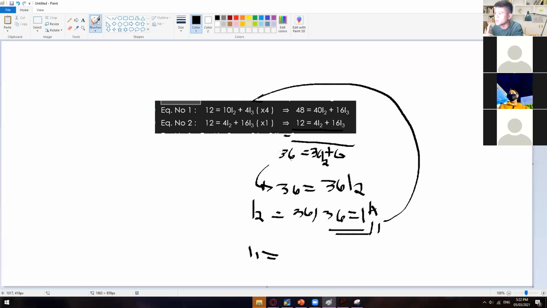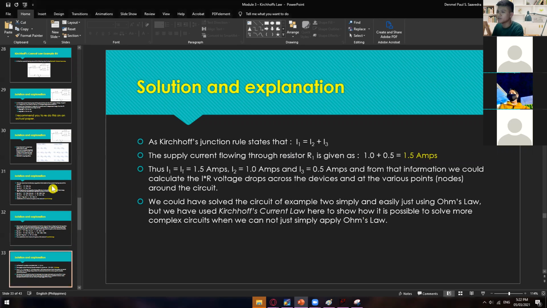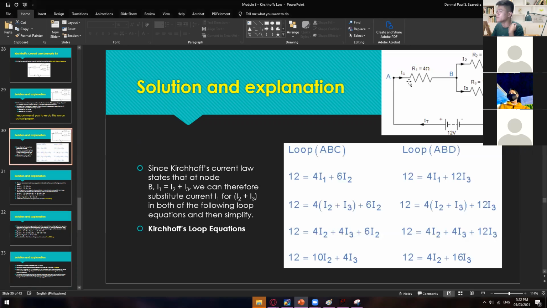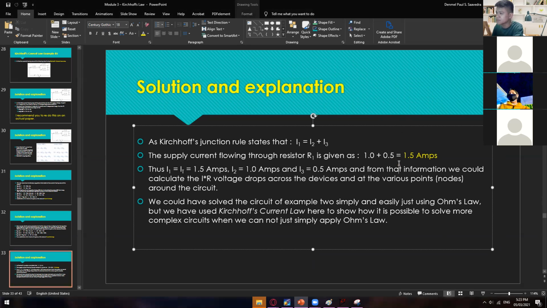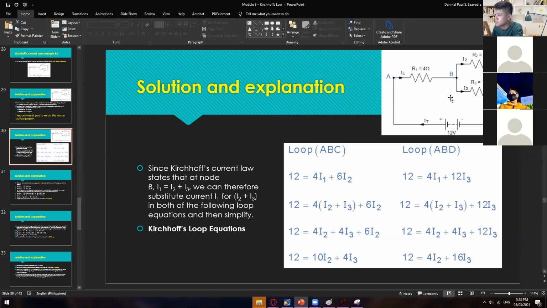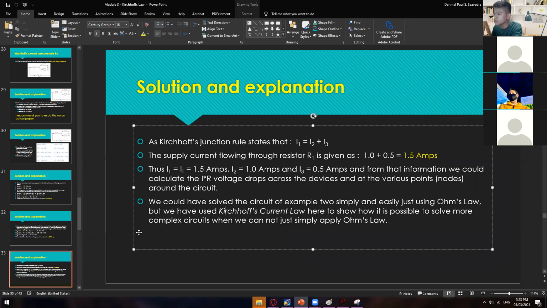So we have I sub 1 is equal to I sub 2 plus I sub 3. So your I sub 1 is 1.0 plus 0.5. So I sub 1 is 1.5 amps, right? And there you go. So you now have the individual currents flowing on your circuit. I sub 1 is 1.5, I sub 3 is 0.5, and then I sub 2 is 1 amp. Right?